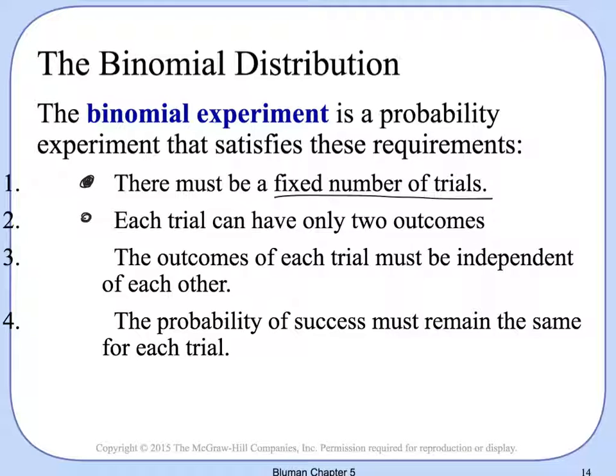Two, each trial has to have only two outcomes. So to be binomial, you have to have two outcomes. There has to be a fixed number of trials.